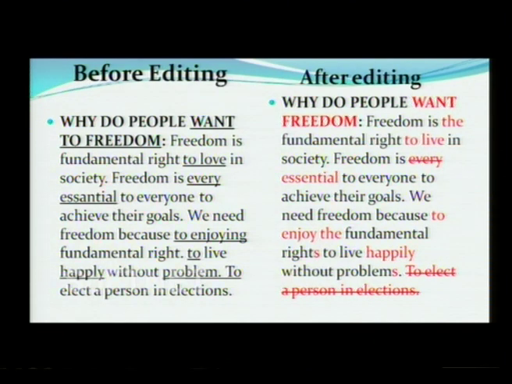To live happily, the spelling of happily is also wrong, that's why we corrected it. Without problem, not problem, without problems. So once again, plural form is there. To elect a person in elections, this is also written in the end of the paragraph, but this is also an excess statement or unnecessary statement, that's why we have deleted it.